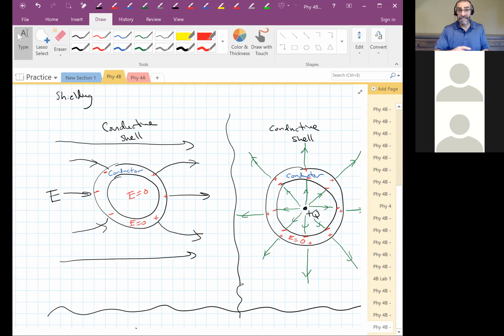That charge would not experience any force because a charge cannot exert a force on itself, right? If you can't exert a force on yourself and you're the only thing in there causing an electric field, then you won't experience a force. There'd have to be two charges in there, then they would experience a force.